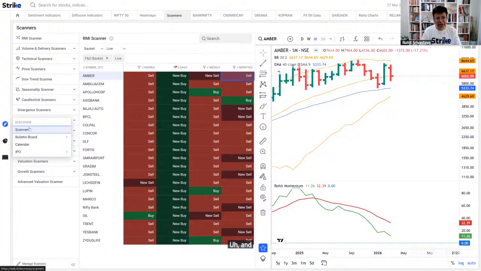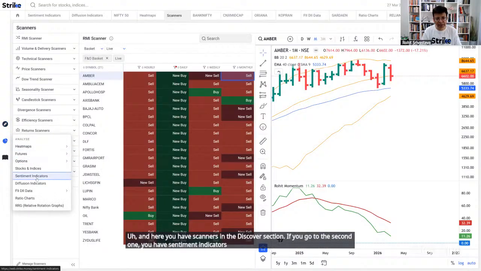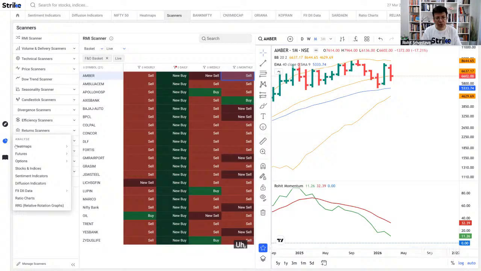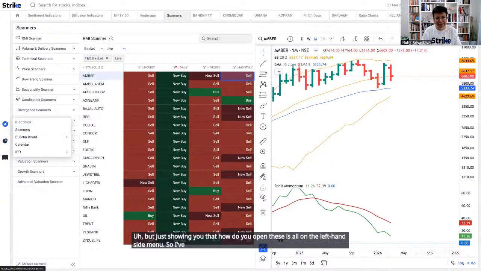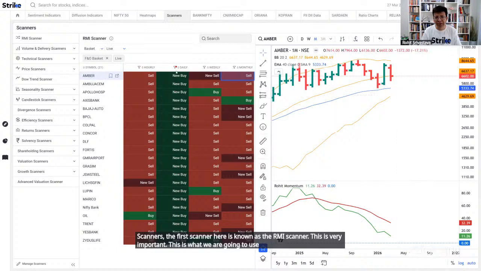And here you have scanners in the discover section. If you go to the second one, you have sentiment indicators, which we will also use for the option strategy. So I have that open already up here. But just showing you how you open these is all on the left hand side menu. So I've opened scanners. The first scanner here is known as the RMI scanner. This is very important. This is what we are going to use to find investment ideas.